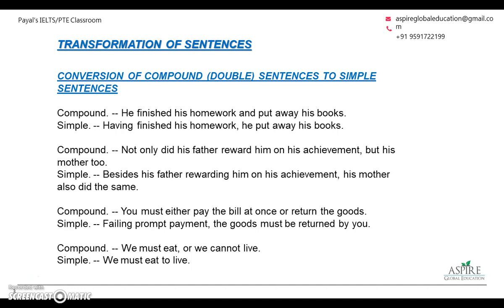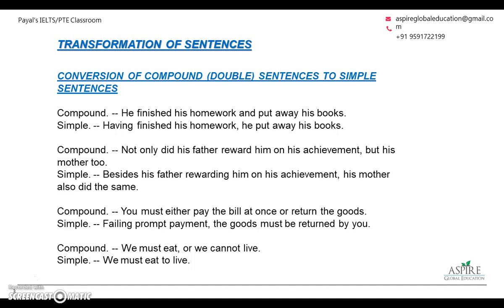So another compound sentence is, not only did his father reward him on his achievement, but his mother too. So when I break it into simple, I don't have to use this not only and but. Besides his father rewarding him on his achievement, his mother also did the same. Or you can just make a simple sentence that his father and mother both rewarded him on his achievement. But that would probably become another compound sentence. Yes. So for simple, I think this is the best way.